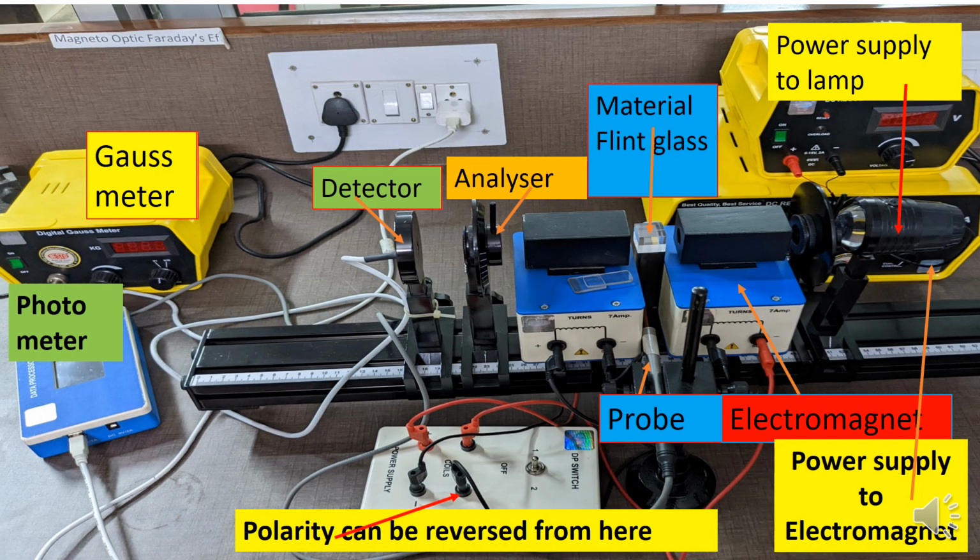Now, this is the complete setup for measuring the Verdet constant. This is a photometer. This is a Gauss meter. This is a detector. This is an analyzer, and this is the flint glass material whose Verdet constant I will try to measure. This is the power supply to the lamp, and the lower one is the power supply to the electromagnet. From here I can give a particular current, which will produce a magnetic field, and accordingly we can measure that magnetic field on the Gauss meter. The polarity can be reversed by interchanging the red and black wires. So that is the basic complete setup.